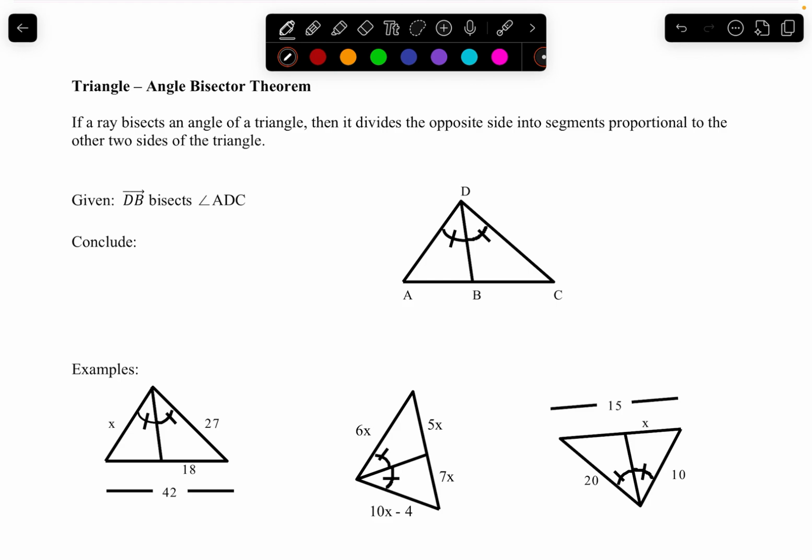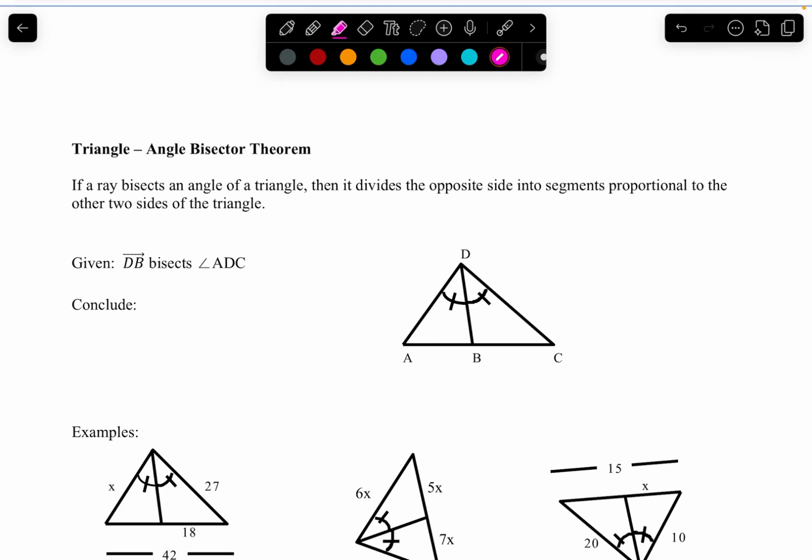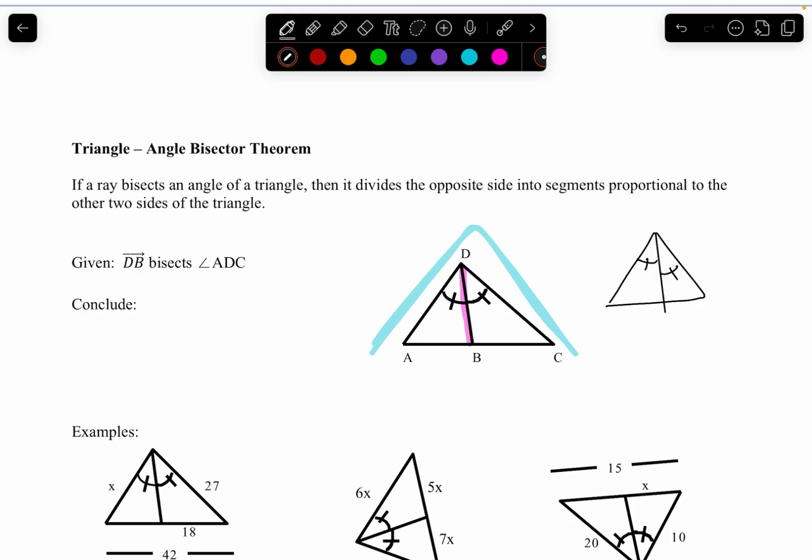And what this states is if a ray bisects an angle of a triangle, then it's going to divide the opposite sides into segments proportional to the other two sides of the triangle. So here in this picture, it tells us that ray BD bisects angle ADC, this big angle, okay? So really, I have this triangle. I have an angle bisector here, and so what's going to happen is it's going to cut the angle at the top of my triangle into two congruent angles, and as long as those angles are congruent to each other, then you can set up proportions to solve for missing parts, okay?